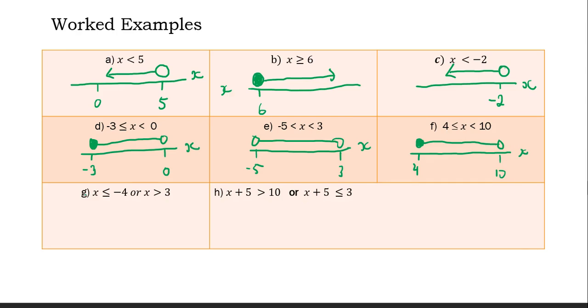All right, now here you've got two inequalities happening. This is saying that x is less than or equal to negative 4, or it's also greater than 3. So this one's a bit trickier. When you've got two inequalities happening at the same time, you've got to make sure you draw them on the same number line. So this is saying x is less than negative 4, so let's put negative 4 here. So this is saying x is less than or equal to negative 4. Make sure you color it in.